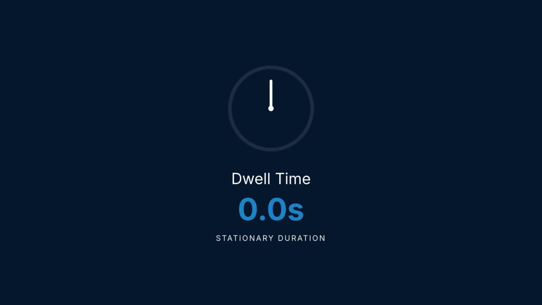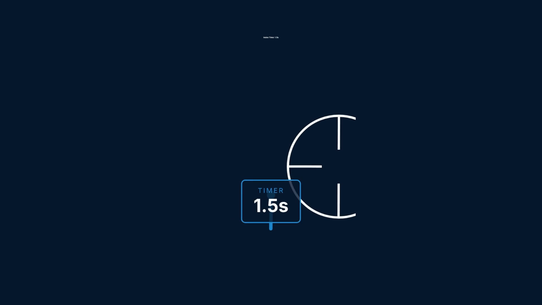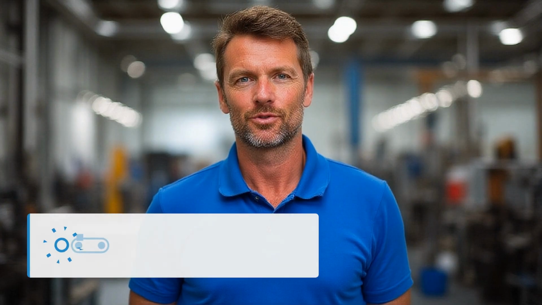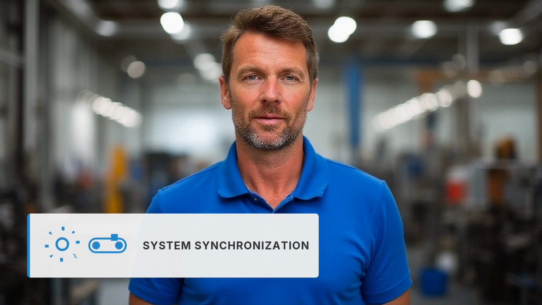The dwell time is 4.5 seconds, showing how long the wheel remains stationary between movements. The index time is 1.5 seconds, indicating how long each rotation takes. These timing values are critical for synchronizing your Geneva mechanism with other equipment in your automation system.